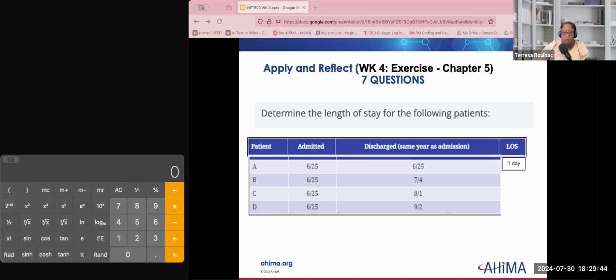Okay, we have 6/25 to 7/4, 9 days. Who can give me patient C? What do you think it is?